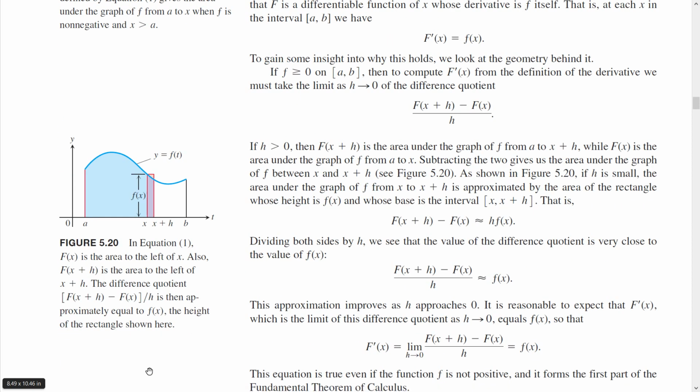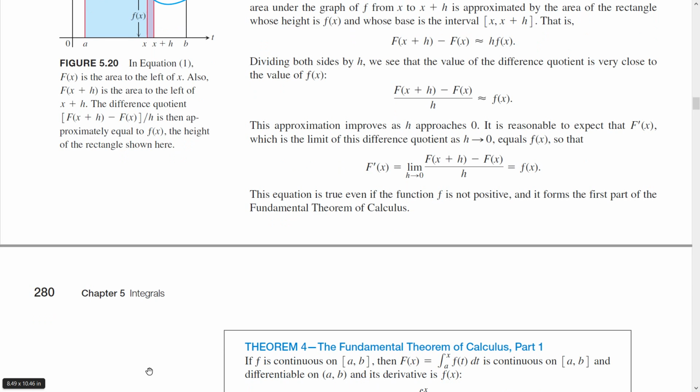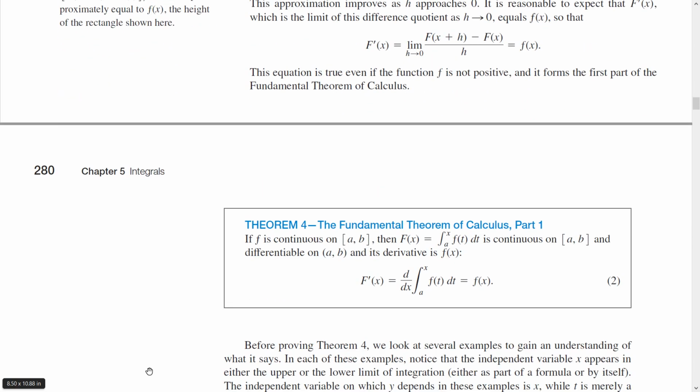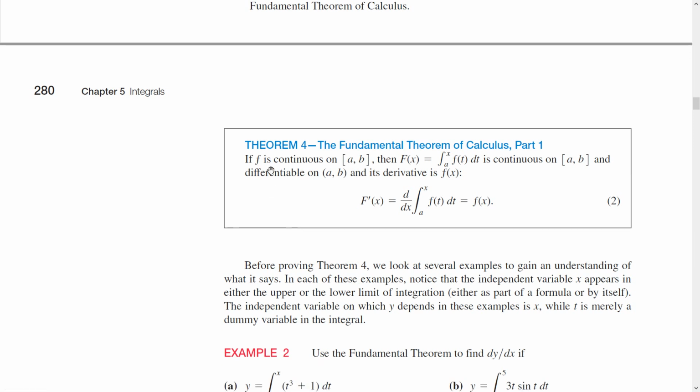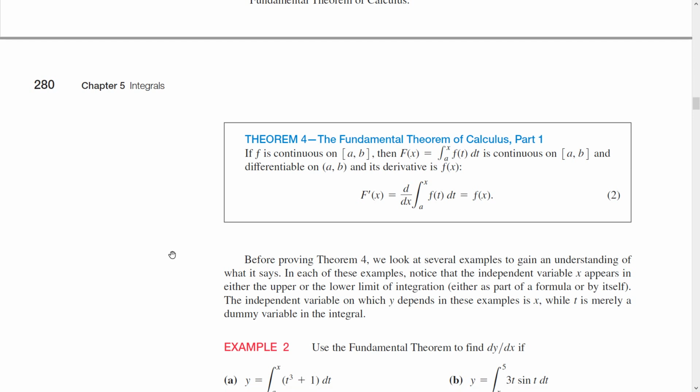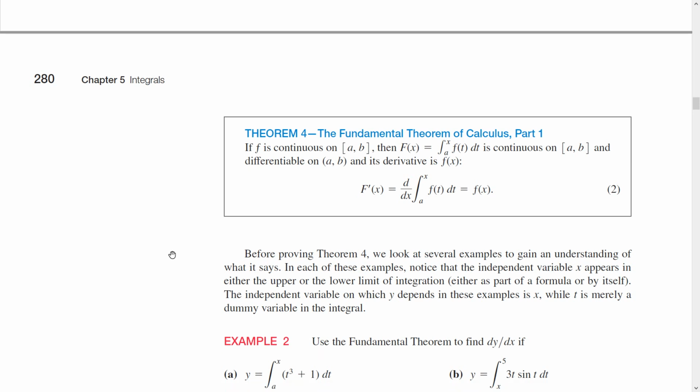So this is called the Fundamental Theorem of Calculus, integral calculus part 1, and this is stated on page number 280. The statement of the theorem is: if f is continuous on the closed interval [a, b], then F(x) equal to the integral from a to x of f(t) dt is continuous on the closed interval [a, b] and differentiable on the open interval (a, b), and its derivative is defined by this formula. And we have already seen its geometry, that it makes sense.